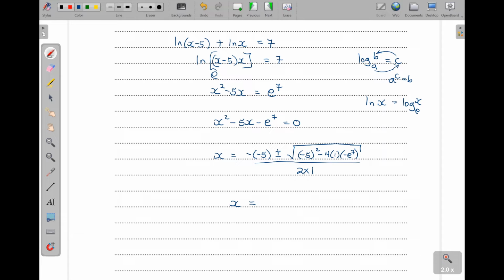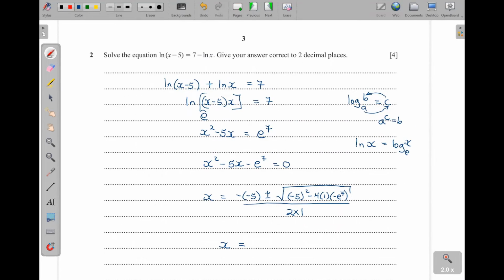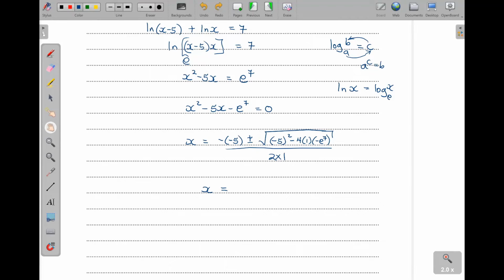We are going to ignore the negative part because a logarithm cannot be of a negative number. When I put the negative value here, there is no positive number you can raise to any power and come out with a negative. So that's why we are only going to pick the positive.